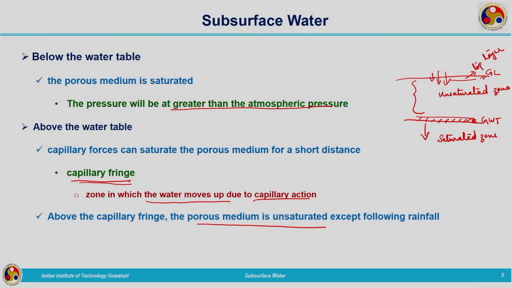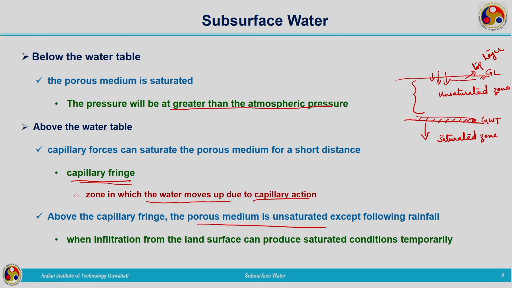Below the groundwater table, we are having pressure greater than atmospheric. On the groundwater table, we are having the atmospheric pressure. That is, in the saturated region, pressure is more than that of atmospheric pressure. In the unsaturated region, it will be less than atmospheric pressure because the flow is taking place against gravity. So, this unsaturated region becomes sometimes saturated due to the infiltration water from the land surface, and that is a temporary phenomenon.